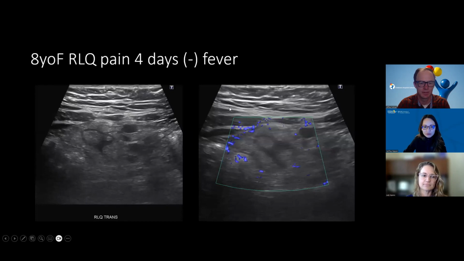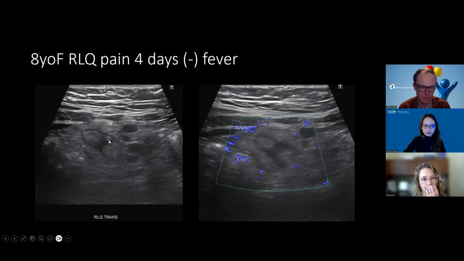Okay, so moving on to the right lower quadrant. So this is an 8-year-old female, 4 days of pain, but no fever. What we see in the right lower quadrant, over the area of pain, is just an area of echogenic mesenteric fat. Unfortunately, we did not see or visualize the appendix.